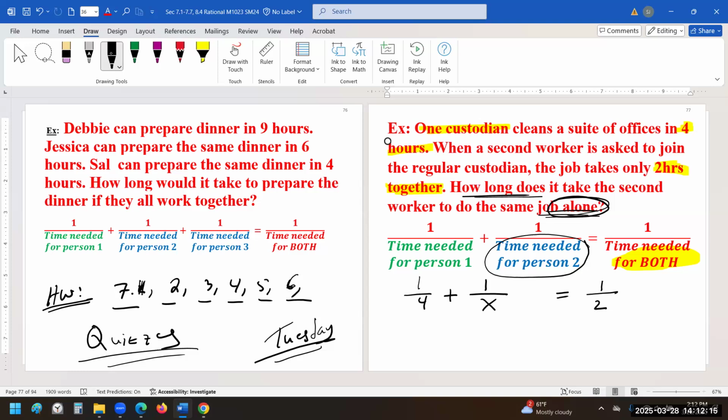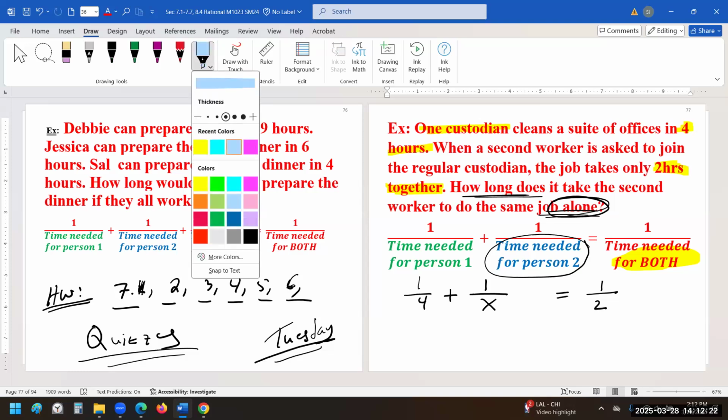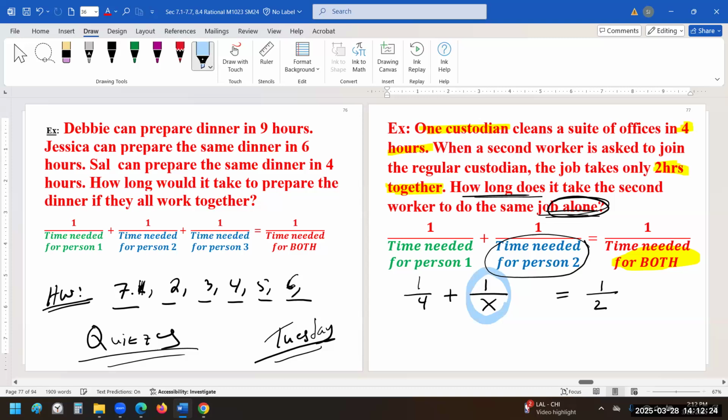We have no idea how long this person takes, but they give us the information for the first person. So it's 1/4 plus 1/x equals 1/2. And since 1/x is the only variable we have, let's keep it on one side because our goal is to flip it. So let's subtract 1/4 from both sides. Minus 1/4, minus 1/4. They cancel out. We get 1/x equals 1/2 minus 1/4.